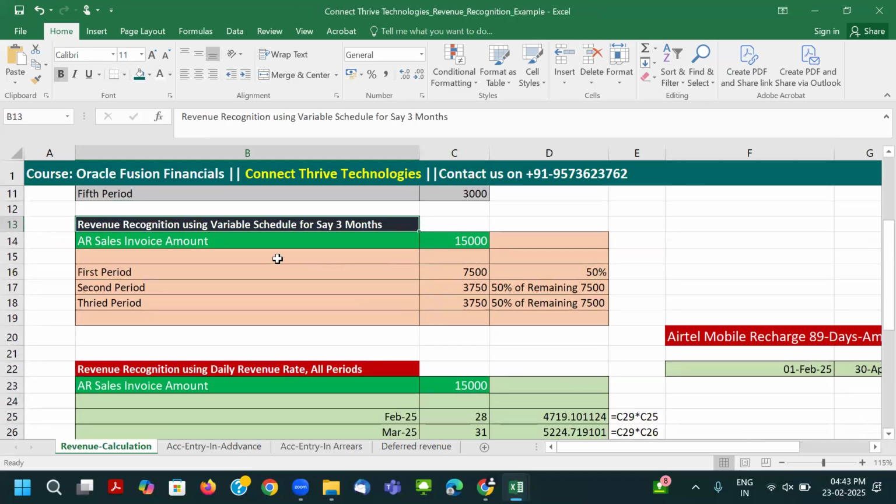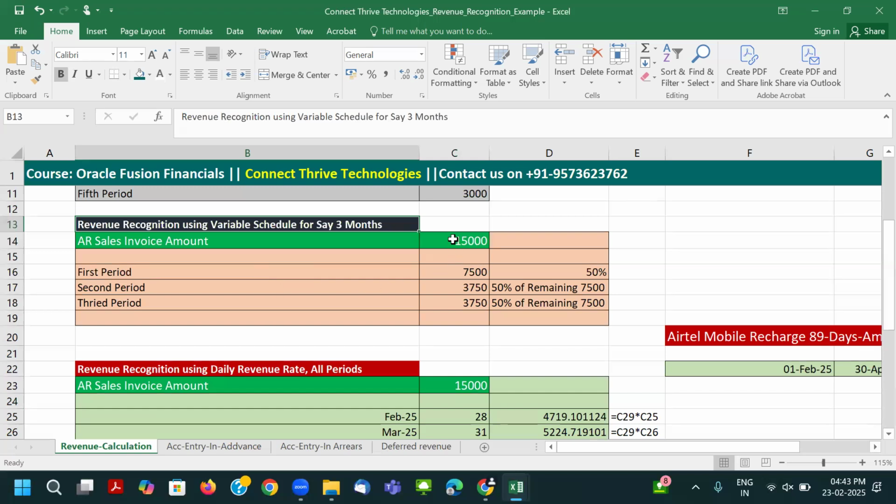Next, we have revenue recognition using the variable schedule for 3 months. Let's assume our total invoice amount is again 15,000. The business requirement, like Airtel's requirement, would be that out of 15,000, in the first month they want to recognize 7,500. That means 50% of the invoice amount has to be recognized within the first month itself. The remaining 7,500 they will equally distribute: 3,750 for the second month and 3,750 for the third month. So this is a variable schedule.